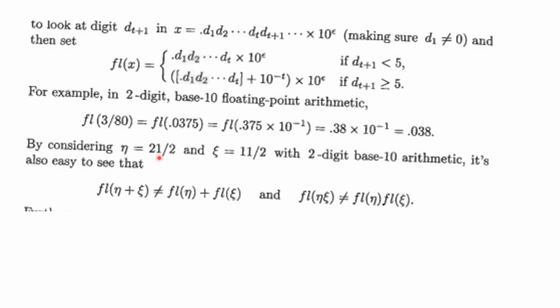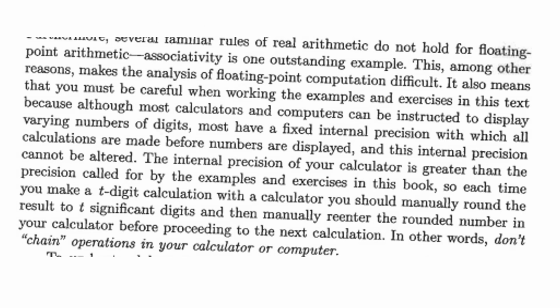And also, if you consider this example for eta and this for c, with 2-digit base 10 arithmetic, it's easy to see that when you add, your round-off error accumulates, and also when you multiply, and so you cannot assume that these things are equal. This means that caution is advised. Moreover, several familiar rules of arithmetic don't hold for floating point arithmetic, and associativity is one example. So that makes the analysis of floating point computations difficult, and there are courses in this called numerical analysis.